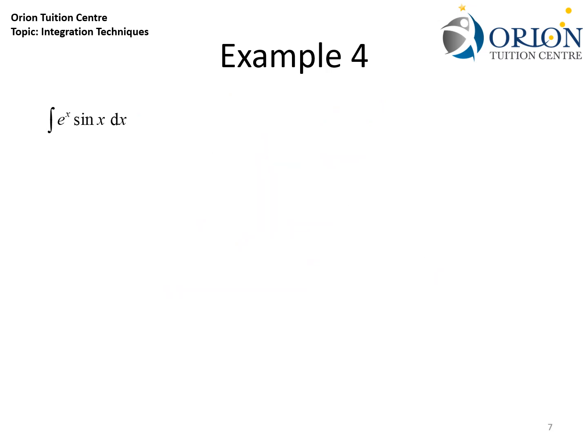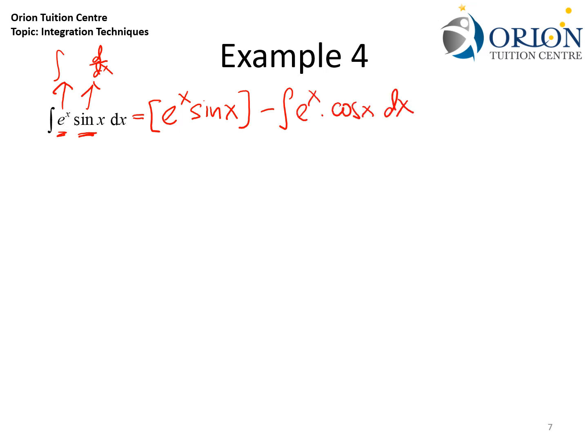Finally, this is a very special case which you have to remember the trick in order to solve. Whenever you have an exponential term multiplied by a trigonometric term, you have to use this special trick in order to solve the integral. Let's try to solve it now. e to the power of x is the term we integrate, sin x we differentiate, and this leaves us with e^x times sin x minus integration of e^x times cosine x, which cannot be integrated easily.